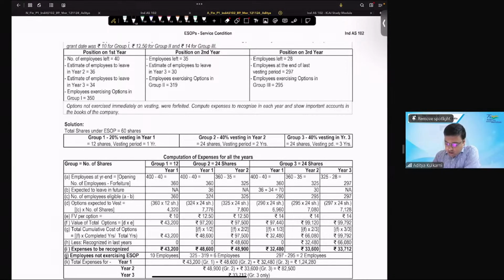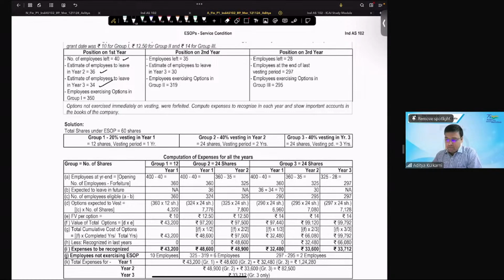Position in the first year, number of employees left is 40. Expected to leave in year 2 is 36. Expected to leave in year 3 is 34. So how many employees do we have? 400. 40 left in first year, 36 in second year, 34 in the third year.